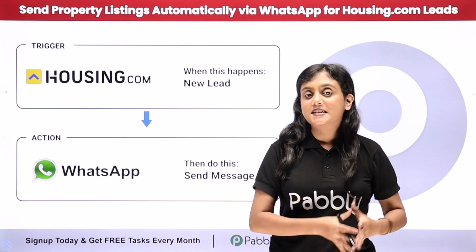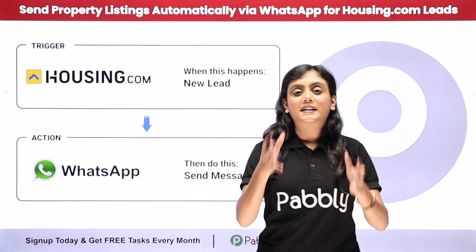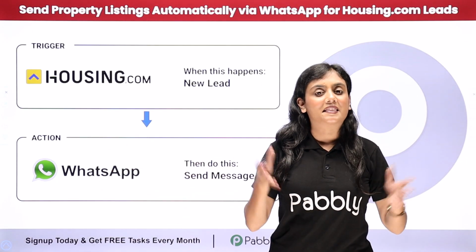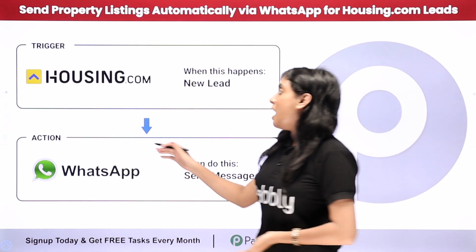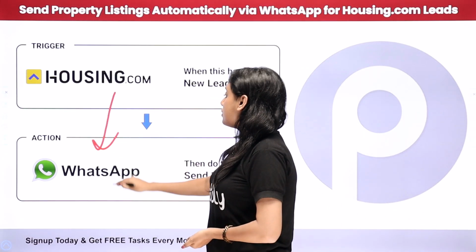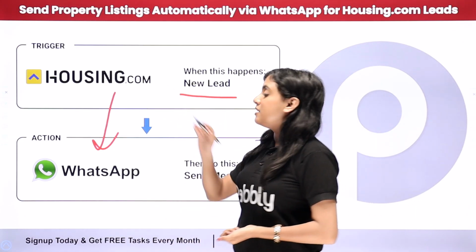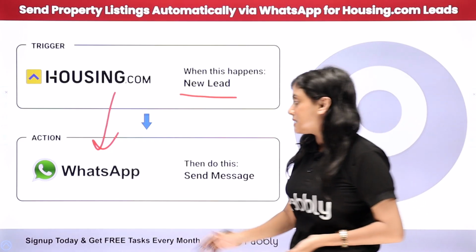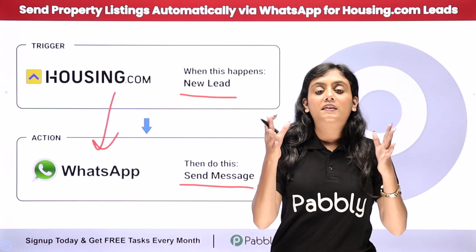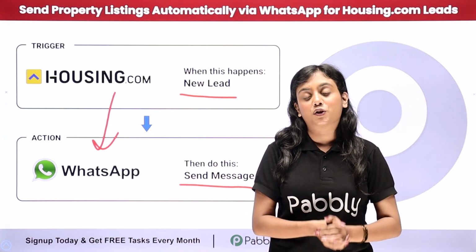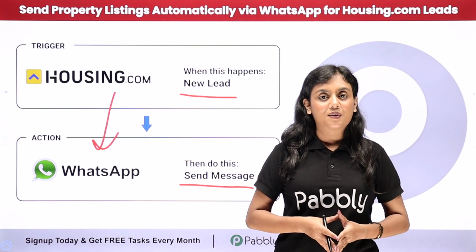So are you a real estate agency business owner and you use housing.com to collect new leads data in your business? Then this video is definitely for you, because in this video we are going to learn how you can build the connection between housing.com and WhatsApp in such a way that whenever a new lead is generated in your housing.com business, automatically towards the lead a WhatsApp message is going to be forwarded with the property listings PDF document. Yes, this is possible, that too without need of any coding and programming skills.